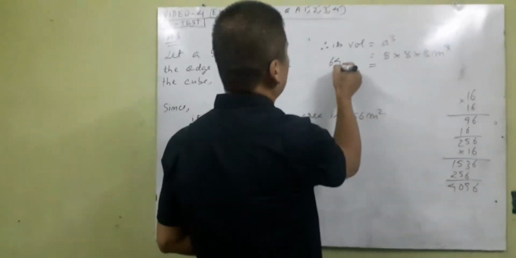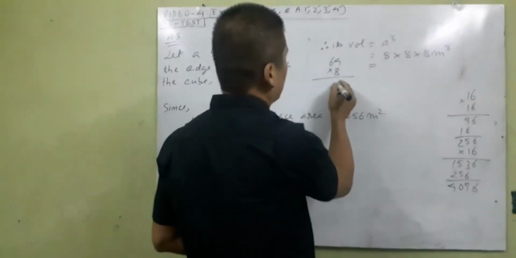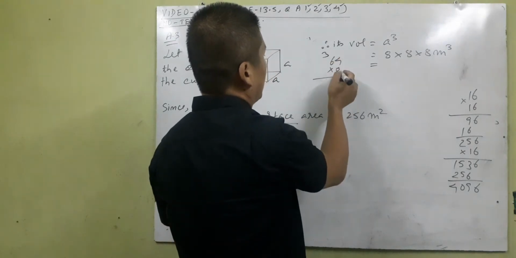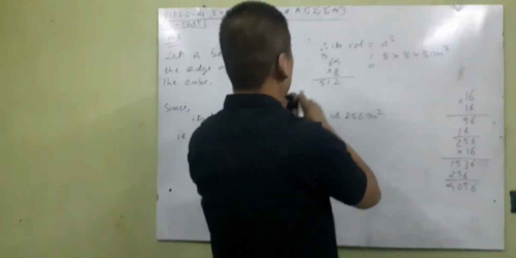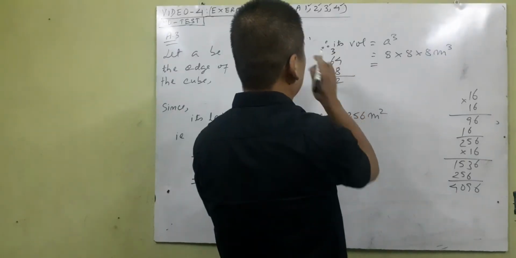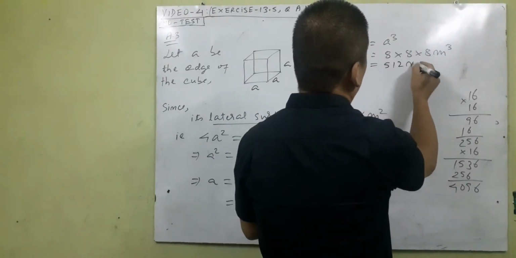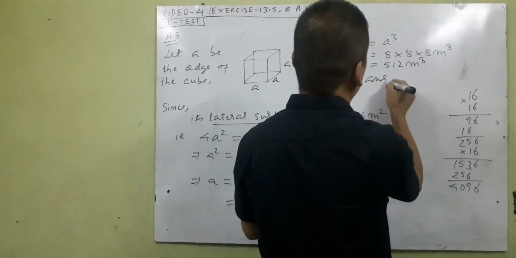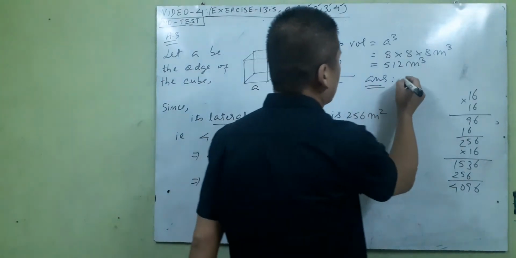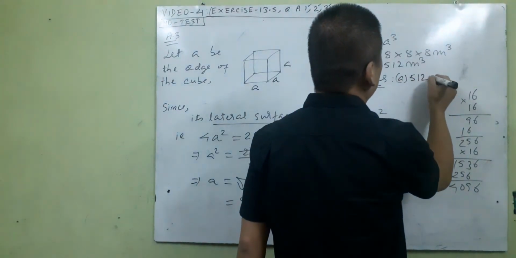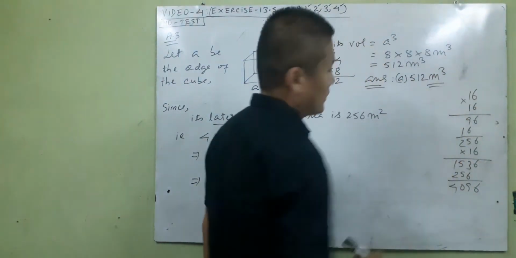8 8s are 64, and multiply again by 8, the third one. 32, 3 in hand, 8 6s are 48, 49, 50, 51, so 512. So 3 remainder here, okay? So 512 meter cube. So the answer that matches this is found in choice A, which is 512 meter cube. So that is the volume.